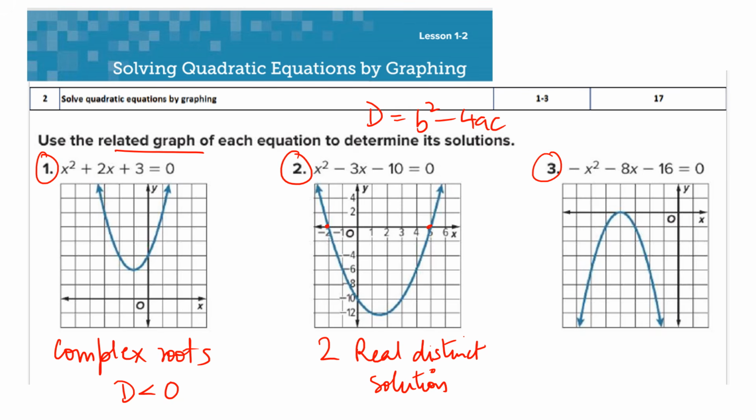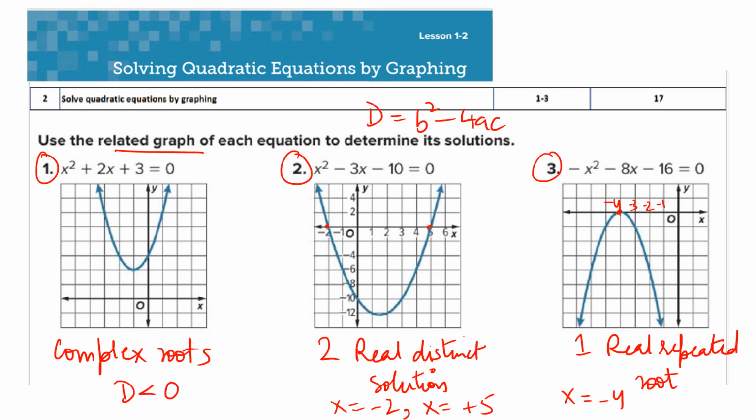For question 3, if you see the graph is inverted, it is like the opposite of a U shape and it touches the x-axis at exactly 1 point. So there will be one real repeated root. Let's look at the value. So this is minus 1, minus 2, minus 3. So this is minus 4. Yeah. So x is minus 4. In question 2, x is minus 2 and x is plus 5. Okay. This is how you get your solution.